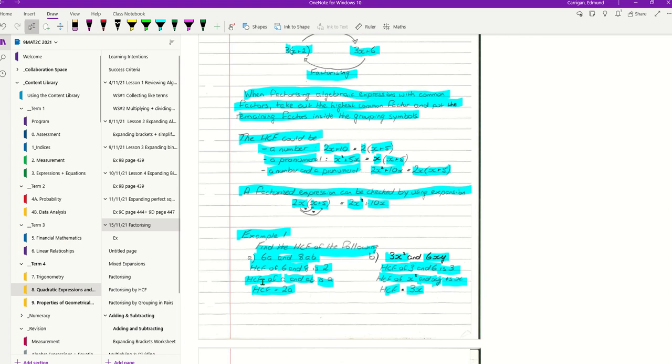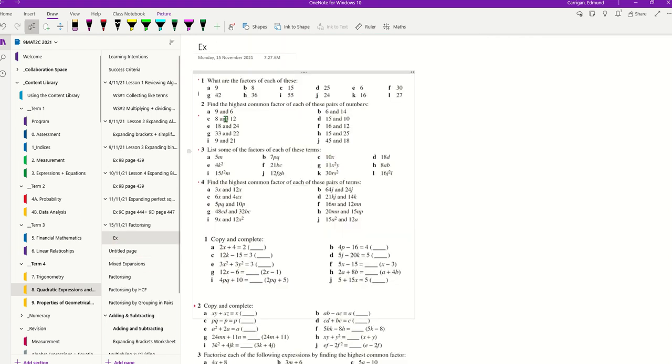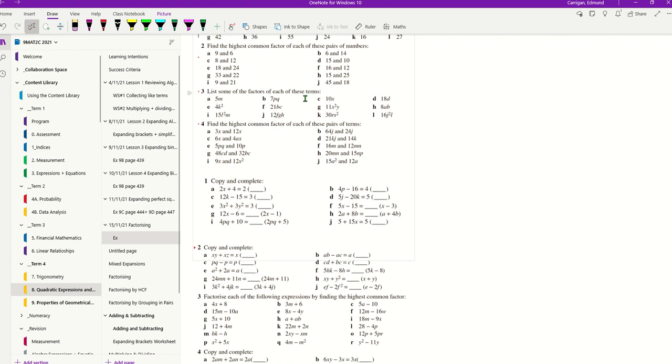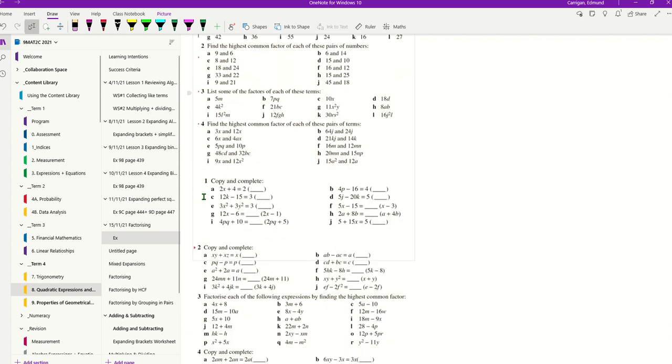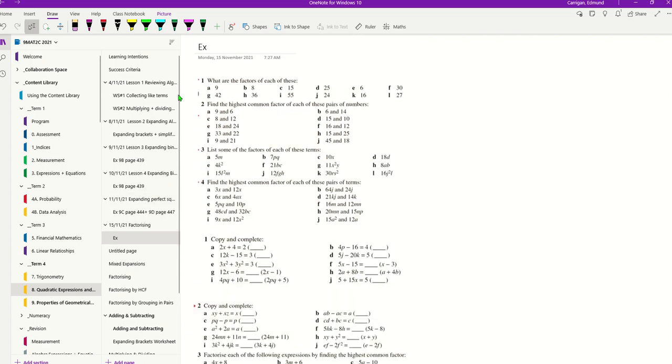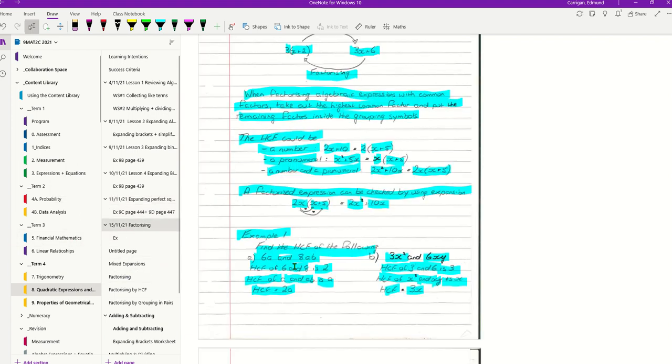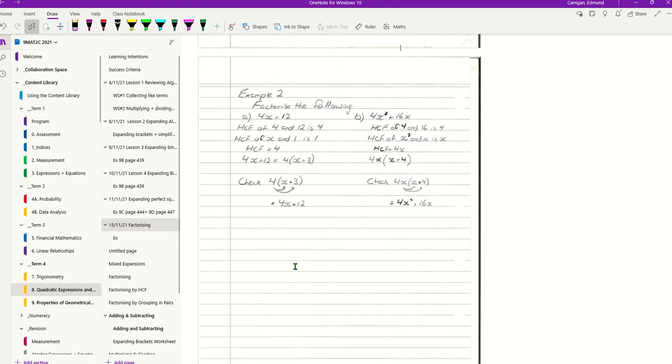So what I want you to do in the first instance is go in here and have a look at, or highlight some of these. It's just warming up. What are the factors of some of these? Find the highest common factor of each of these numbers, then list some of the factors of each of these and find the highest common factor of each of these terms. What I will possibly do is just get to question 2 and 4, and then we'll do chunk 2. So pause this now if you're listening and have a go at those, and we'll have a look at chunk 2. So chunk 2, when we come back, is factorising these expressions.